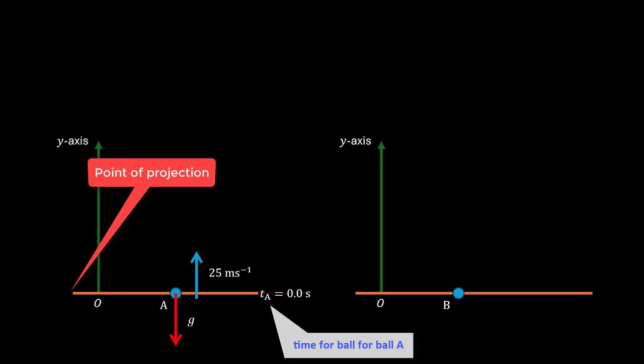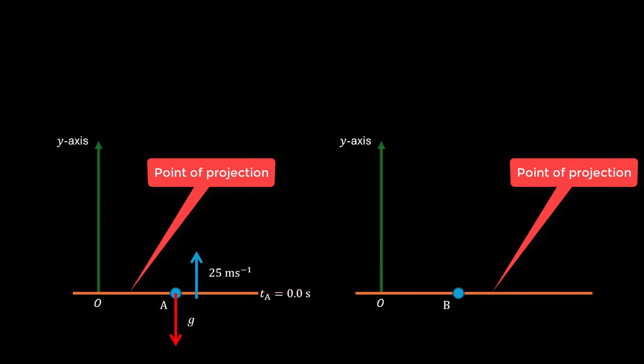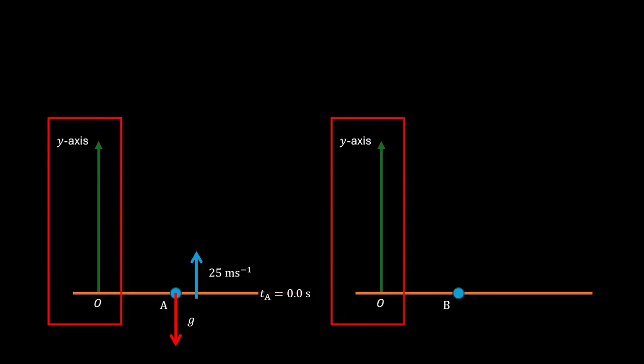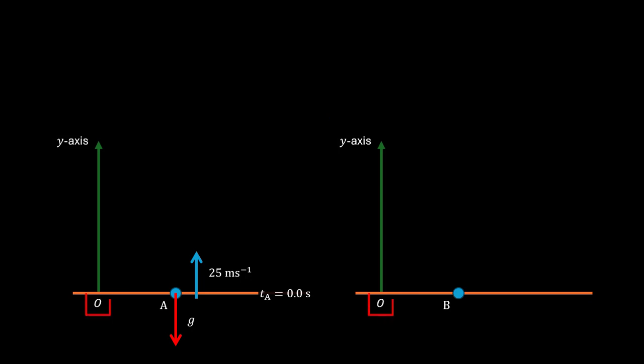Here, the orange line is simply the point of projection. We also put our y-axis pointing vertically upwards, and we put our origin at the point of projection. In other words, the origin of our y-axis is at the same height as the point of projection.